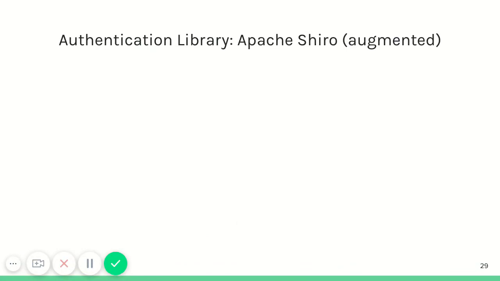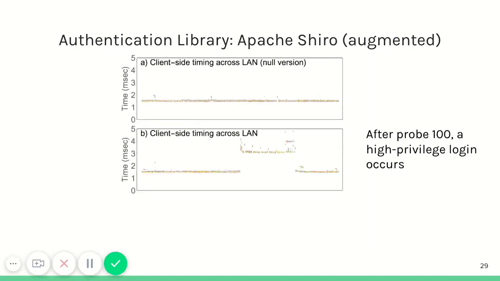We modified the same tutorial code, so instead of simply checking privileges, it also computed some non-trivial work. We then ran the same experiments as before. This time, after the atypical high privilege login occurs, there is a marked and sustained change in the timing behavior of the probes. This is visible over a local area network, and we even found it across the public internet.